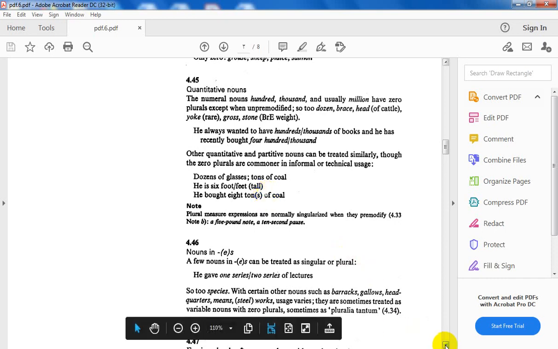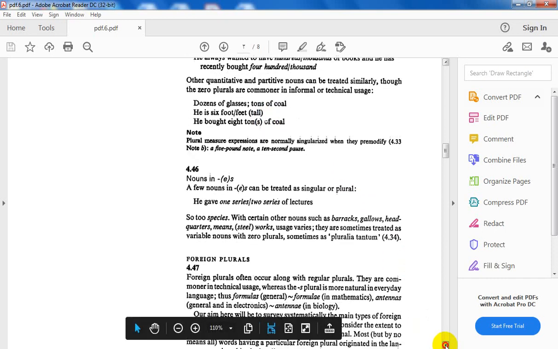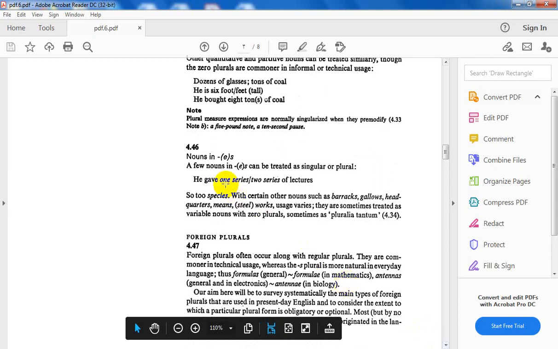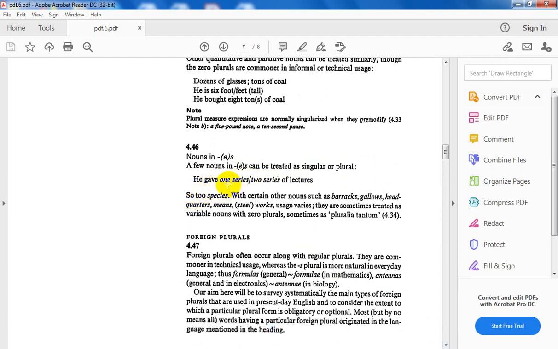Nouns in S or ES. A few nouns in S or ES can be treated as a singular or a plural. He gave one series. You see, one means singular.